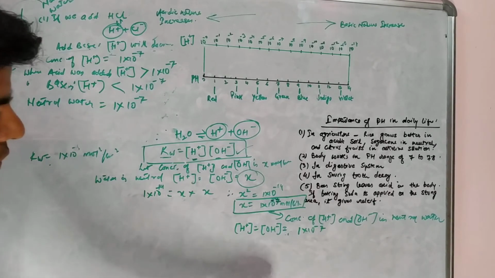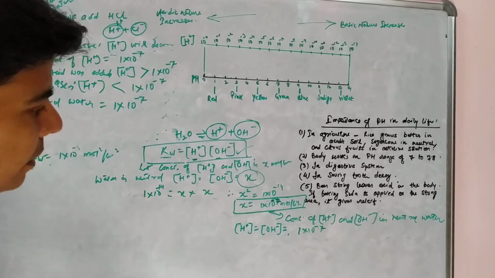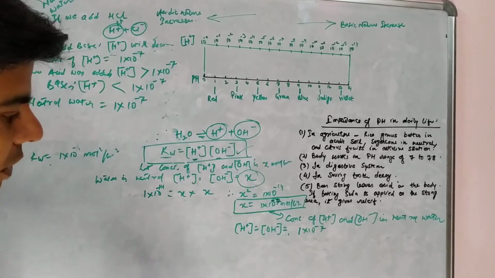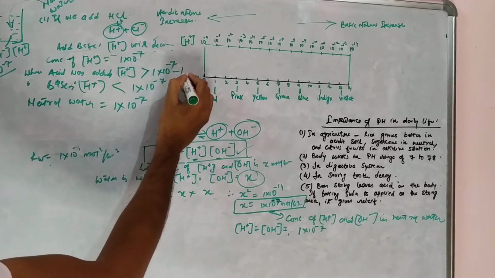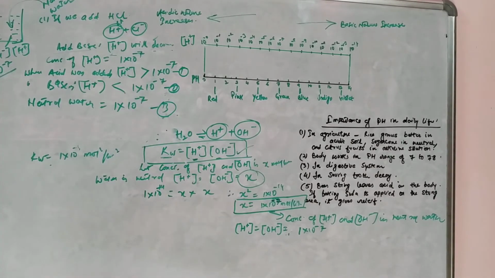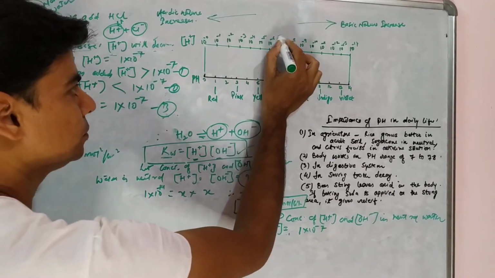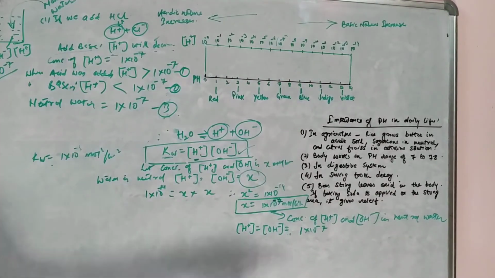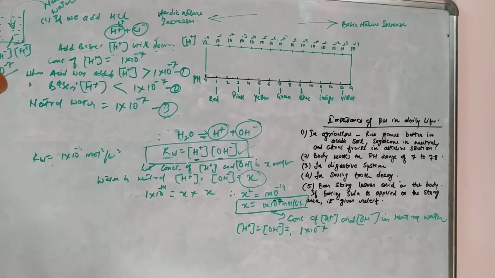So when acid was added, hydrogen ion concentration will increase. When base will be added, hydrogen ion concentration will decrease, right. So these three things you have to remember, 1, 2 and 3. Now when we look at the pH scale, 1 into 10 to the power of minus 7, if you look in the pH scale, it's here, right? So this will correspond to neutral water.